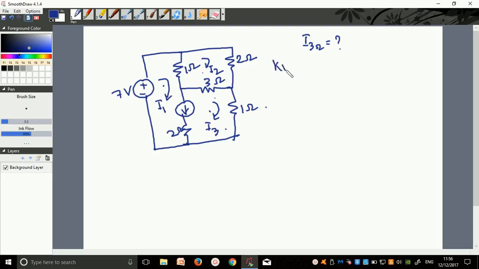So if I apply KVL in the supermesh 1 and 3, this is mesh number say 1, this is mesh number 2, this is mesh number 3. Now in between mesh number 1 and mesh number 3, we have got a current source which is of say 7 ampere. Now I need to find out the equations. Ordinarily what you would have done for the last problem you have seen, this drop is equal to I1 times 1, I1 minus I2, plus 2 into I1 minus I3, equals to 7.